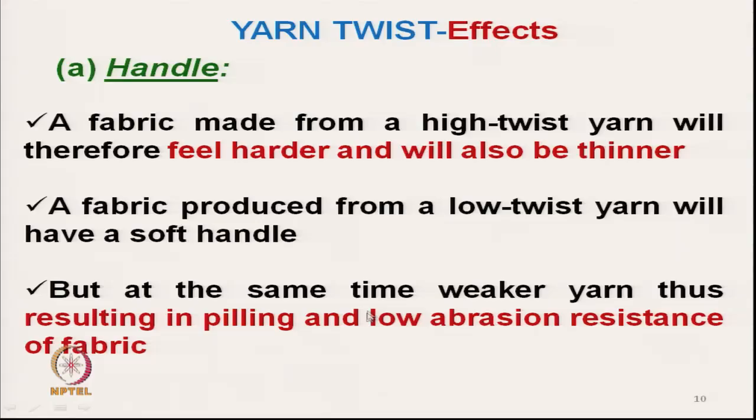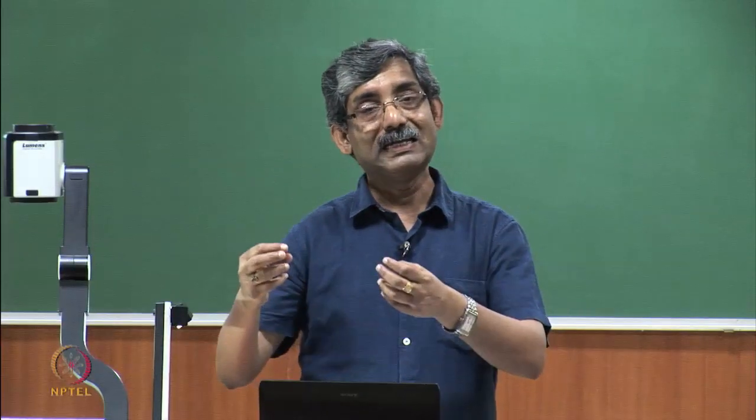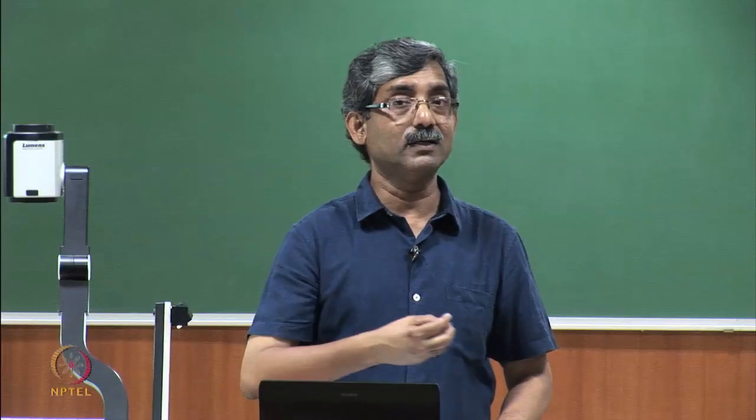And also the abrasion. In a fabric made of low twisted yarn, the fibers easily come out from the surface or from inside the fabric. So, that is how it will result in weaker abrasion resistance; its abrasion resistance will be poor.